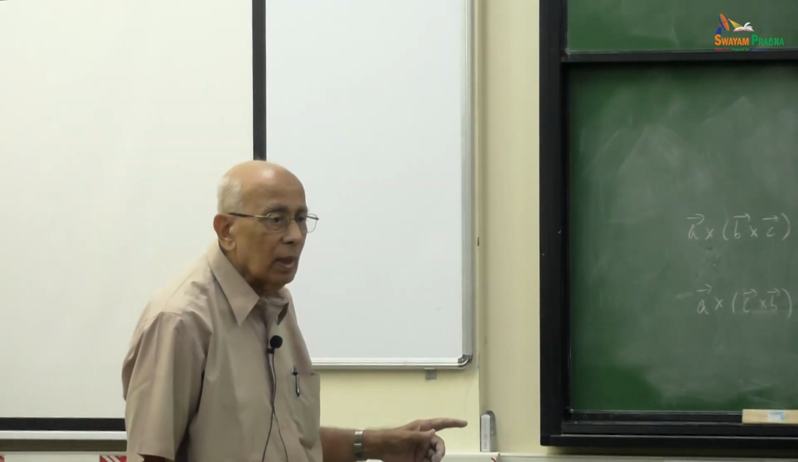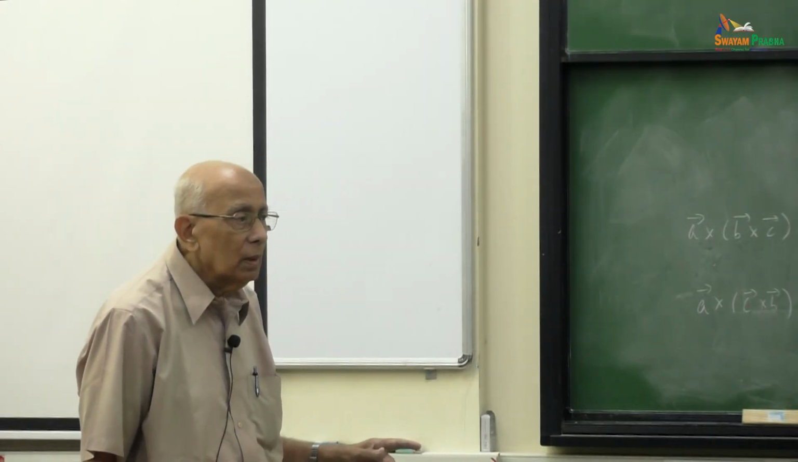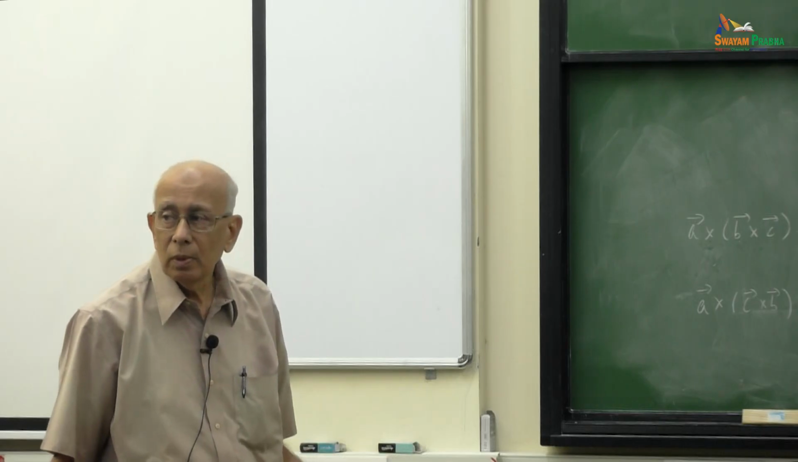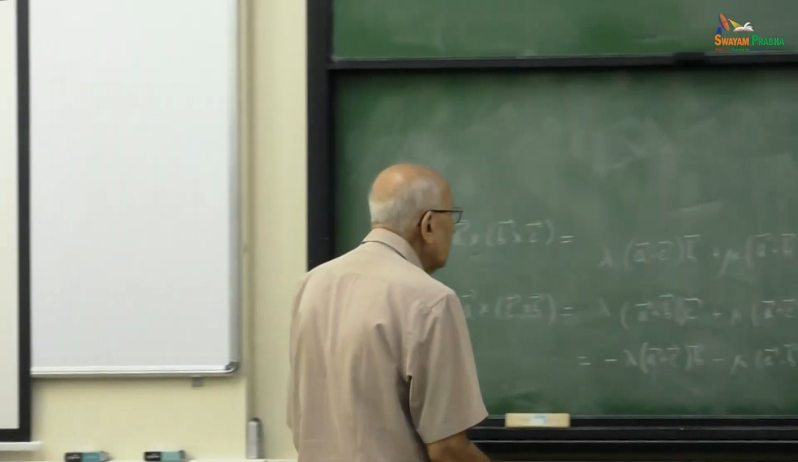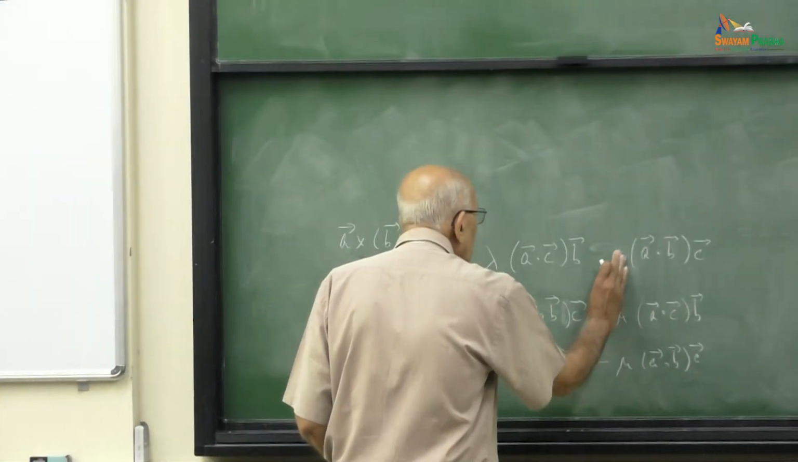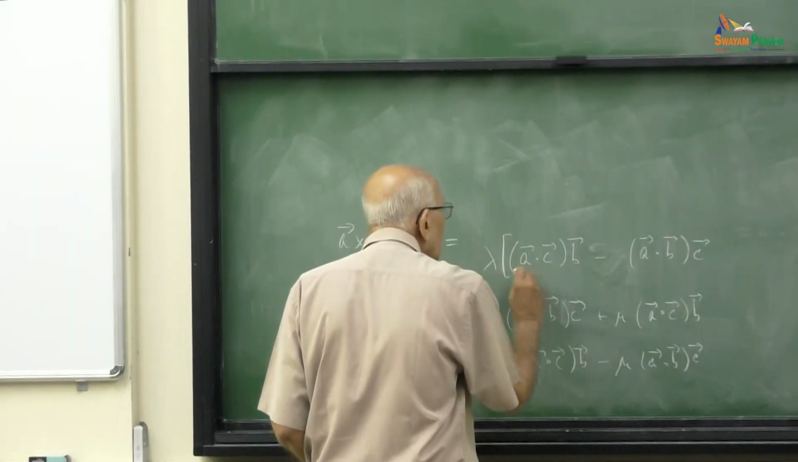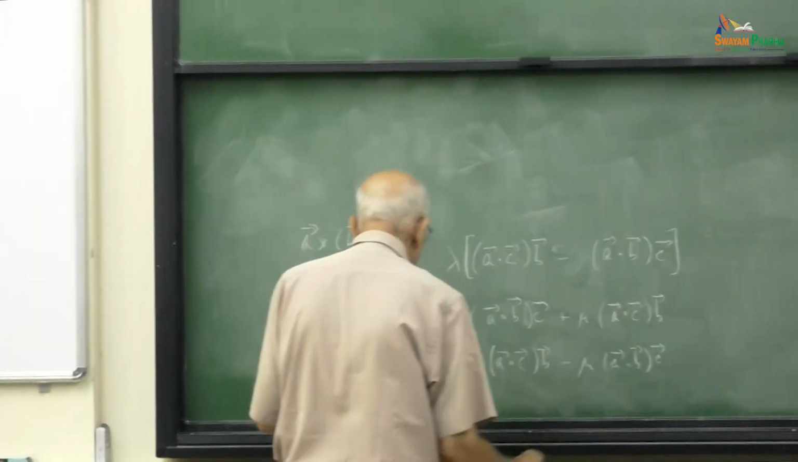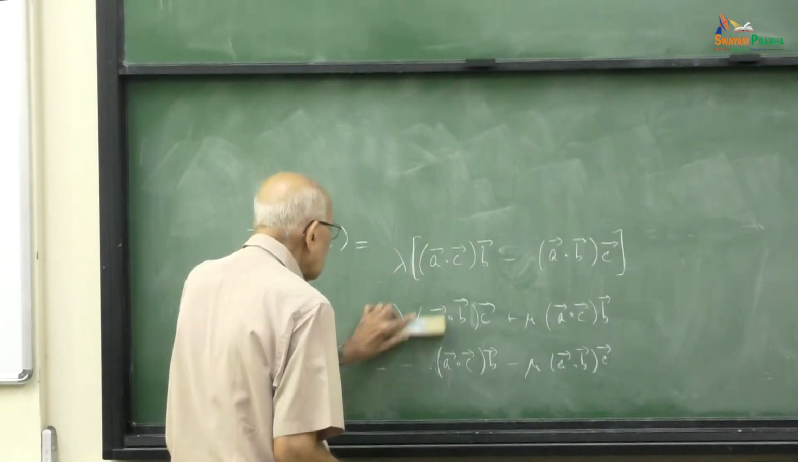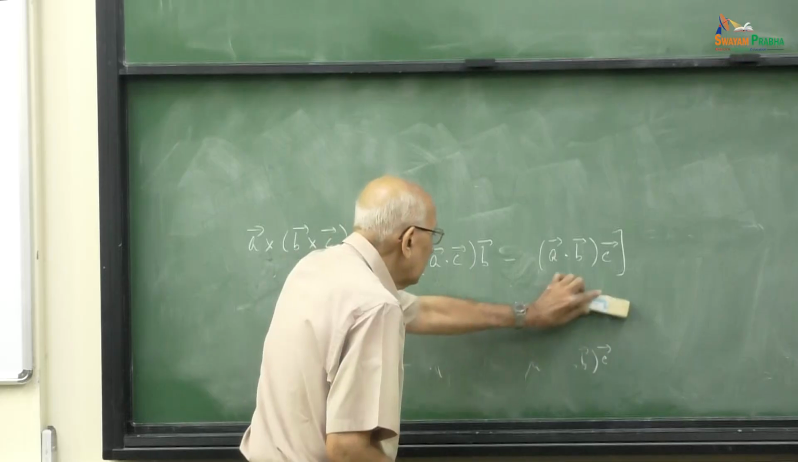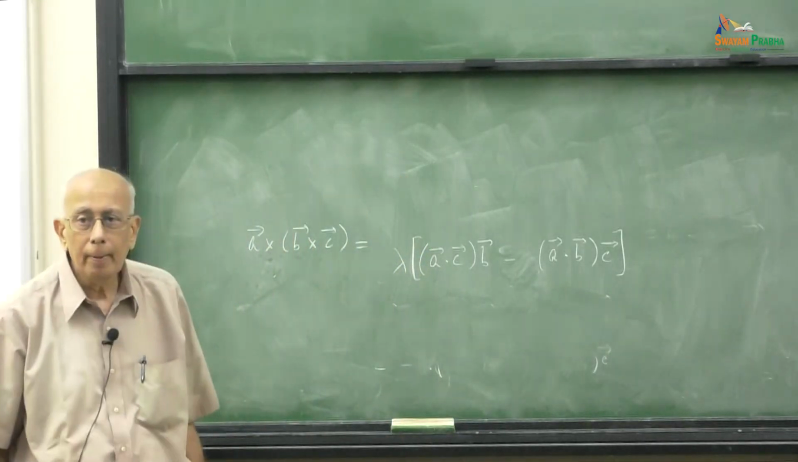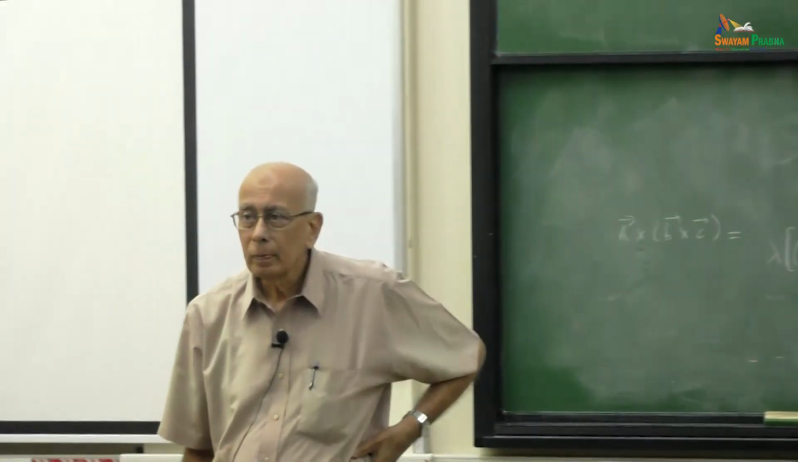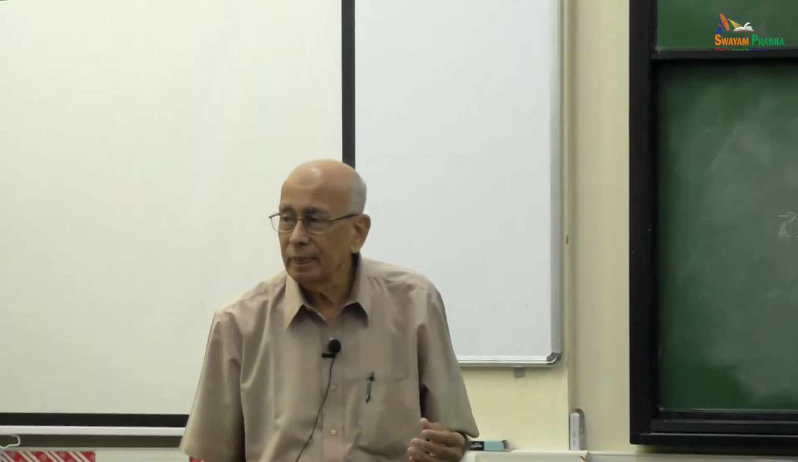What can we say about lambda and mu? Lambda must be minus mu. That's all you can have. So we have our grand formula. Mu must be minus lambda. You can erase all these things. We are almost there.